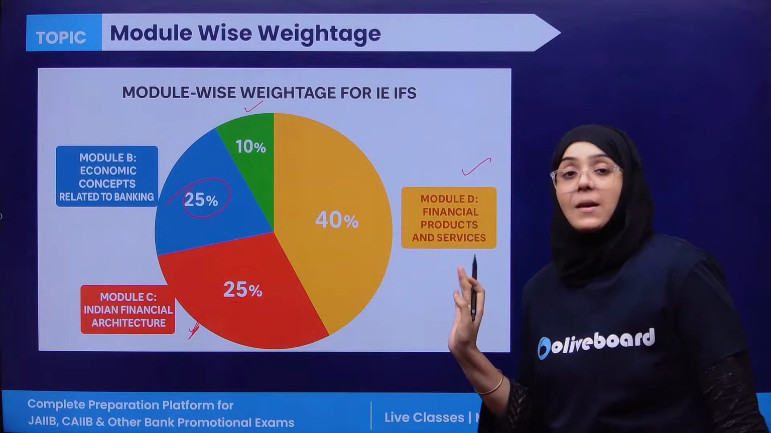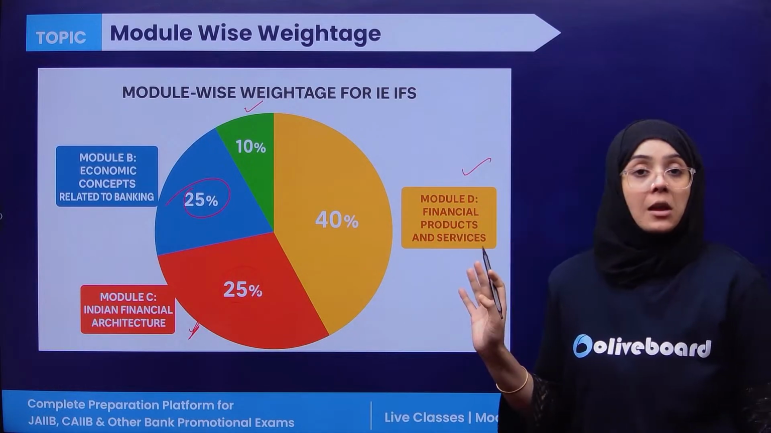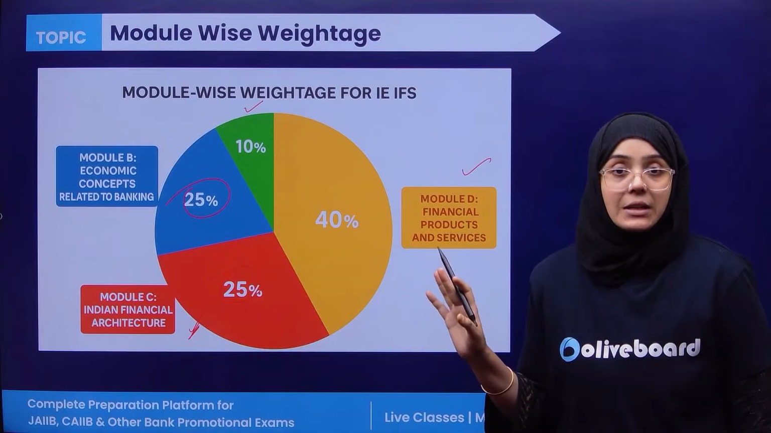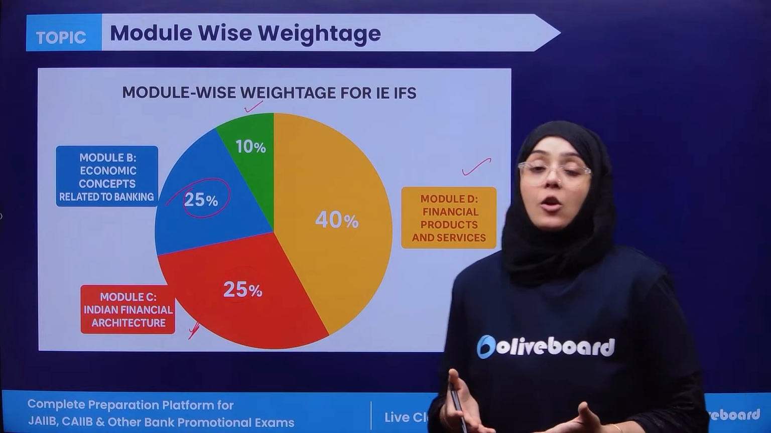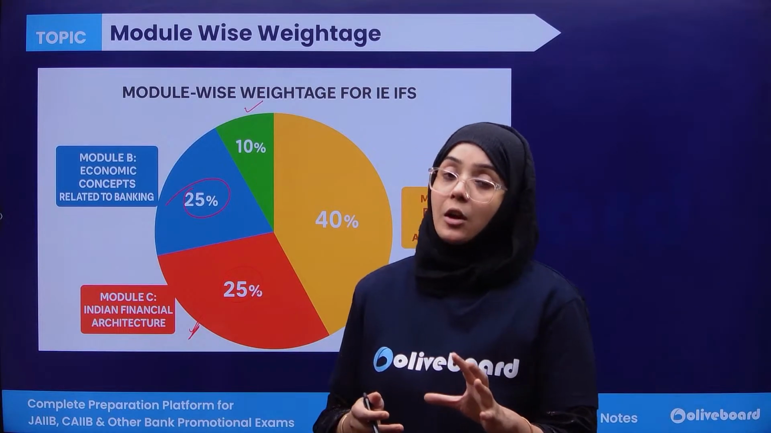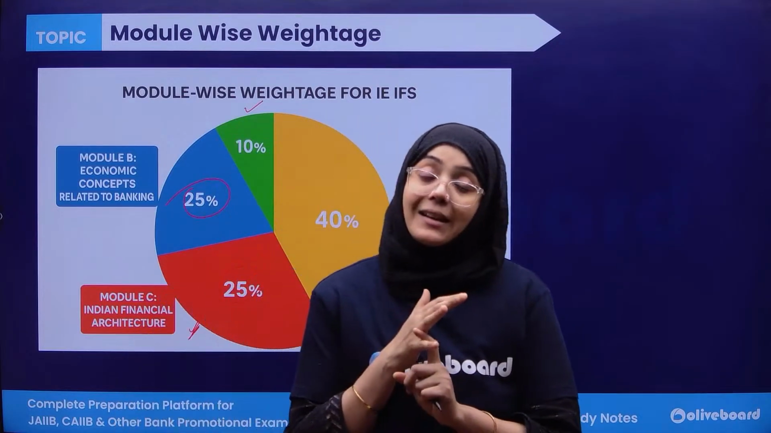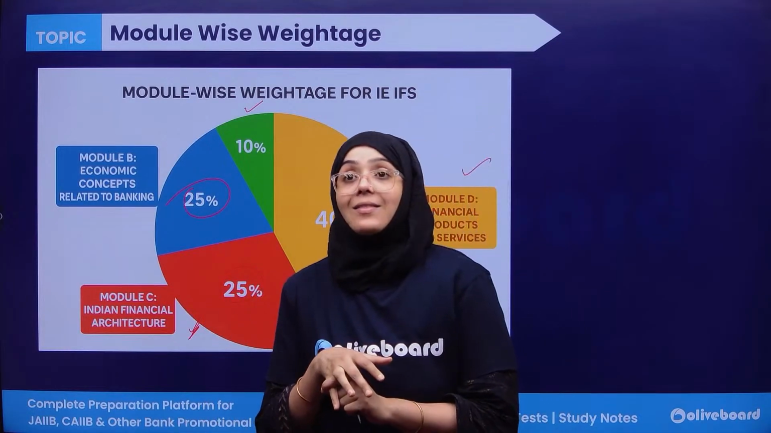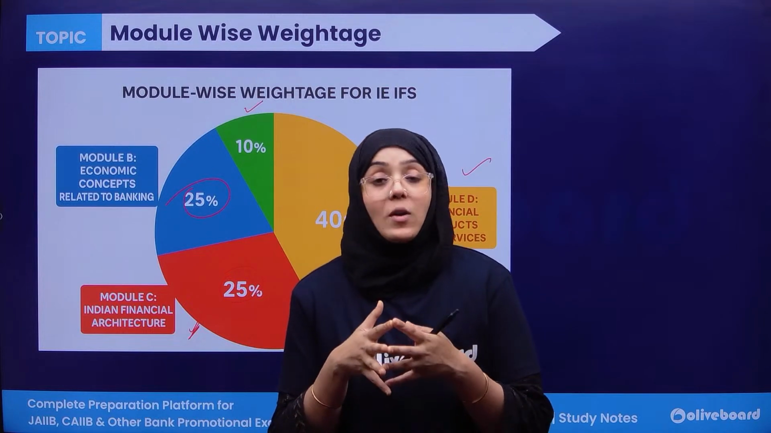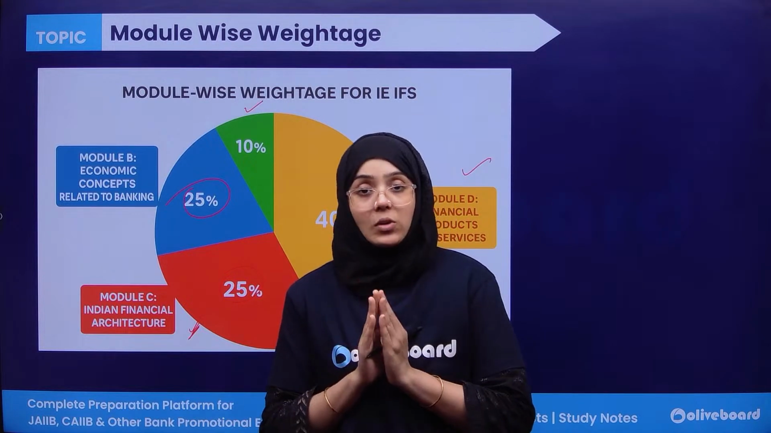And 40% of your paper comes from module D. So this is the module-wise weightage. And what I am recommending is how you have to study. First of all, go for module D because it is the lengthiest module. It is the most important module, so you don't have to miss out any chapter in module D.